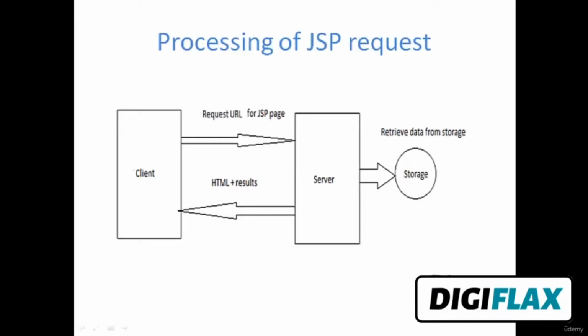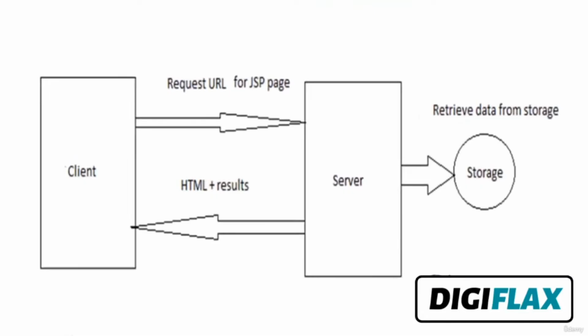Here we can see the figure which explains how a JSP request is handled by the server. When we write a URL into the web browser, the web browser sends it to the server. That is indicated by the arrow. Its name is request URL for JSP page. After getting the request, the server retrieves the data from the storage. Data means the file which is requested by the client.